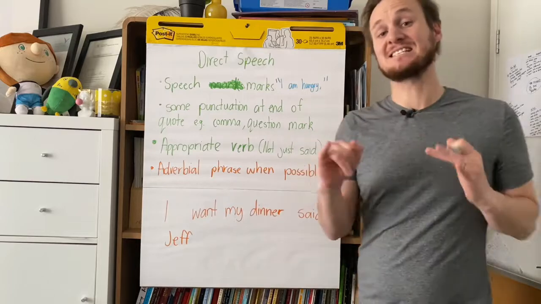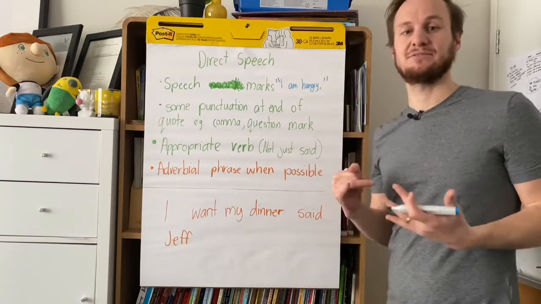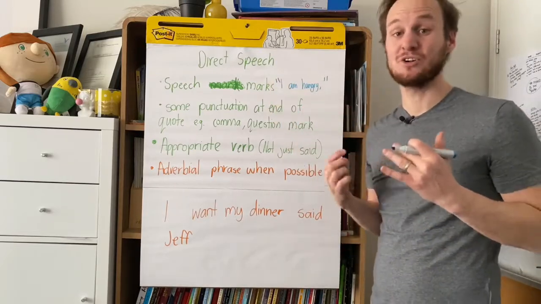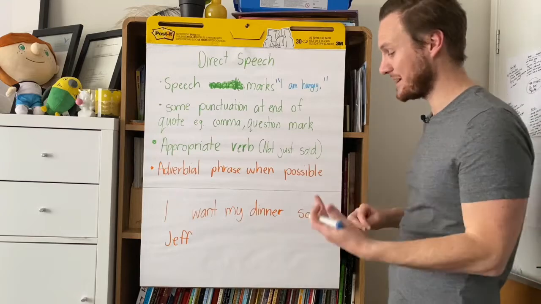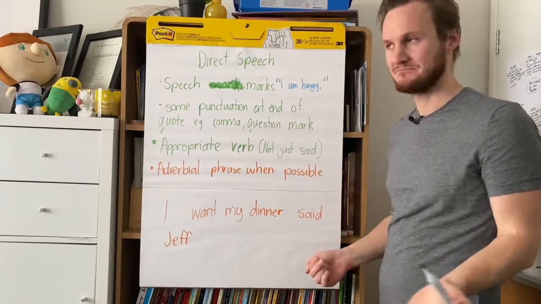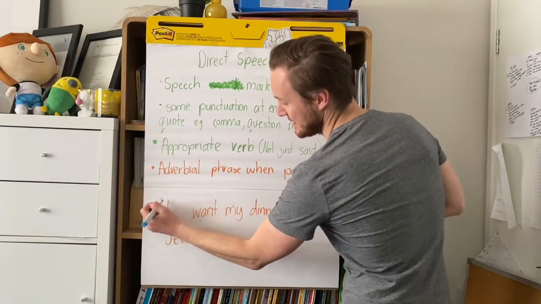So I'm going to use this sentence down the bottom to talk about how to punctuate it. "I want my dinner," said Jeff. The quotation marks are going to go around exactly what Jeff said. So what part did he say? We're not going to put it here because then it says, "I want my dinner, said." I doubt he said that. So before that, quotation marks.